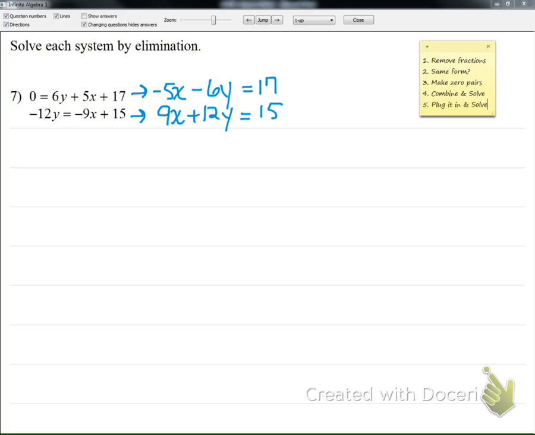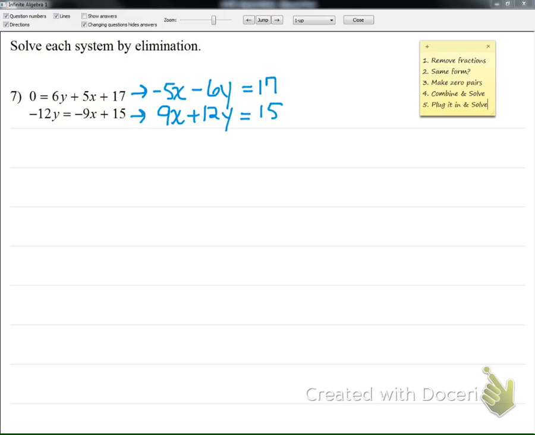Alright, and problem number 7, as you can see, I've already started this. It didn't have any fractions in it, and so I didn't need to do that step. They were not in the same form, so I put them both in standard form. Now we're ready to make our zero pairs, and I do want to show you that other method that I was telling you about. This is not a tried and true method. It doesn't work every single time, but the only reason why I'm going to really show you this is because if we do multiply by the opposite coefficients, we're going to get really big numbers, and you kind of are going to have to get out that calculator or do it longhand.